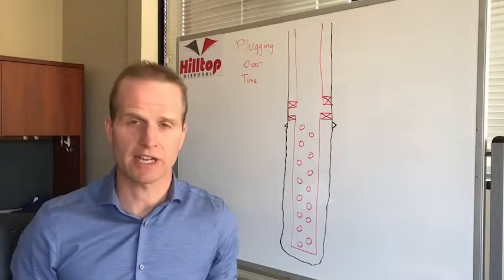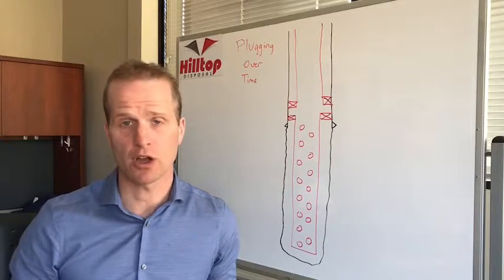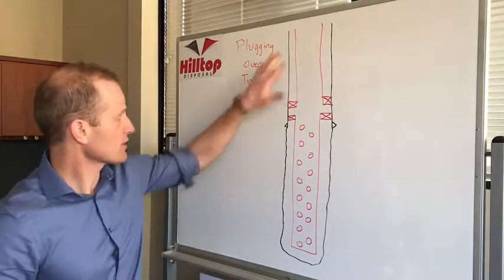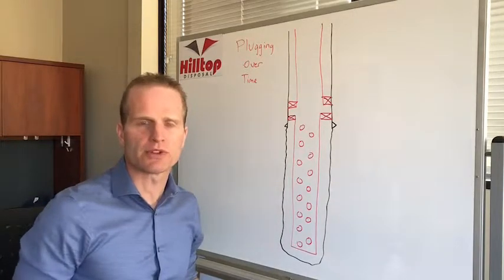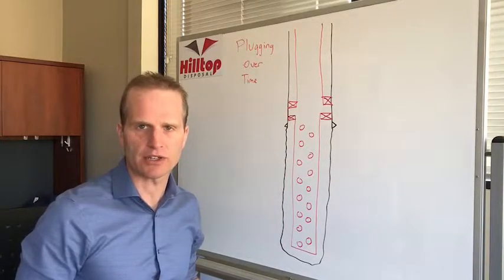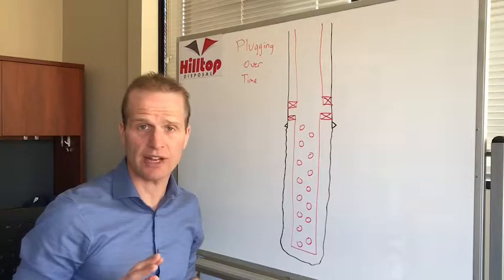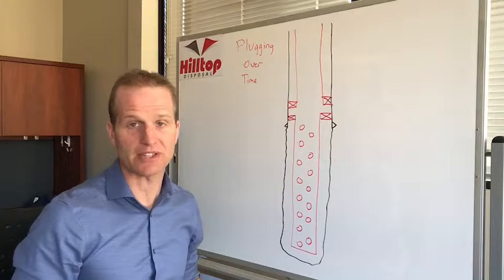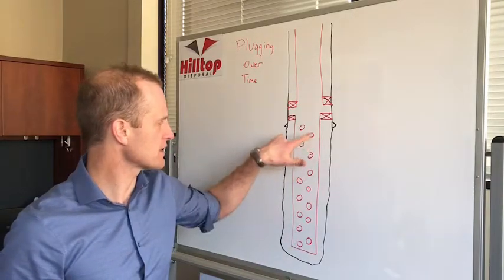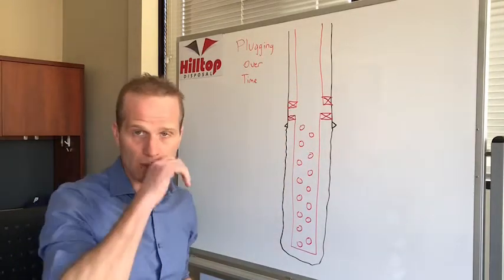In this video, I'm going to cover plugging that happens over the long term. So I've got a disposal well drawn on the board here. And what you're noticing with your disposal well is that over time your injection pressures get higher and your injection rates are going down. Now what's happening there, well, there's a couple of things that could be happening. But one of the primary things that's probably happening is plugging of your formation.